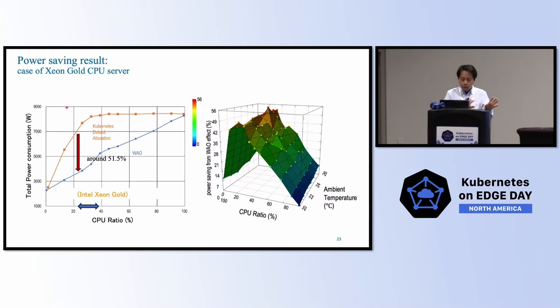Because of this Intel CPU, power consumption jumps from 0 to 20%, and then becomes stable from 40 to 100%. But our WoW can take advantage of this. As you can see, from 20 to 40% the reduction ratio increases, and the maximum reduction ratio in this case is around 51%. It really depends on how much of the data center's resources you use, but this case shows the maximum is around 51% power consumption reduction.